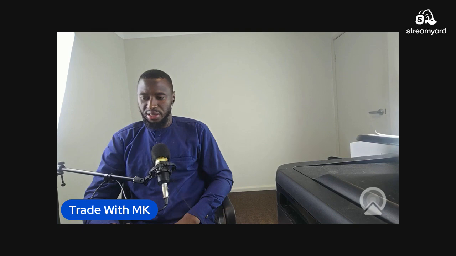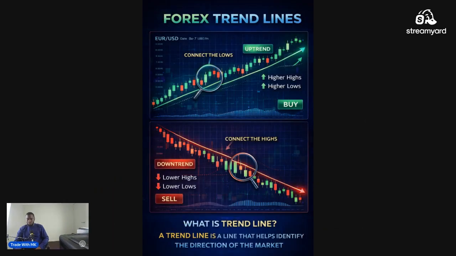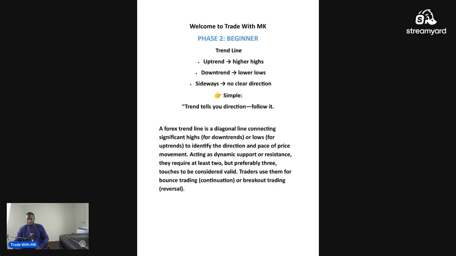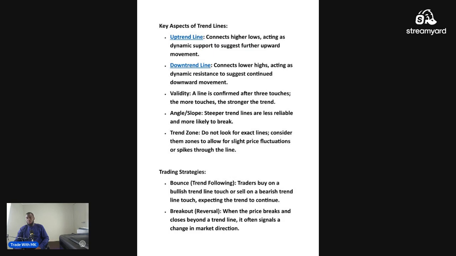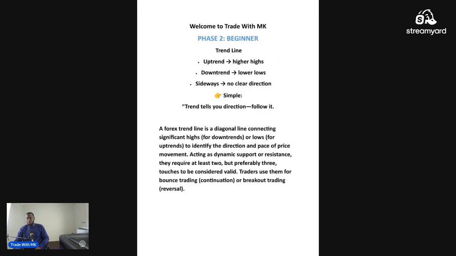So guys, let's get down to it. Remember, we are still on phase 2. We started yesterday. Phase 2, as you see, is the beginner's trendline.